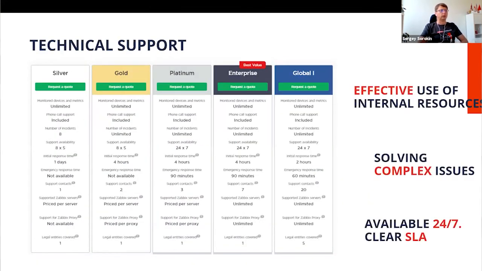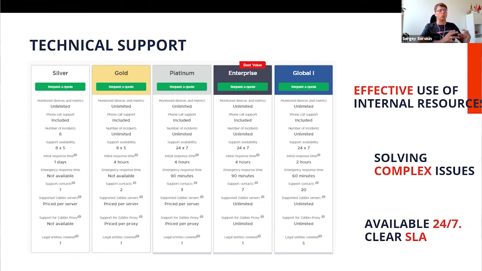Another popular service that our customers are using is technical support. Technical support usually is an annual contract with Zabbix. It could be, again, a contract that you are purchasing through our local partners. And it gives you the ability to communicate with Zabbix and ask questions, provide feedback, and get answers to those.